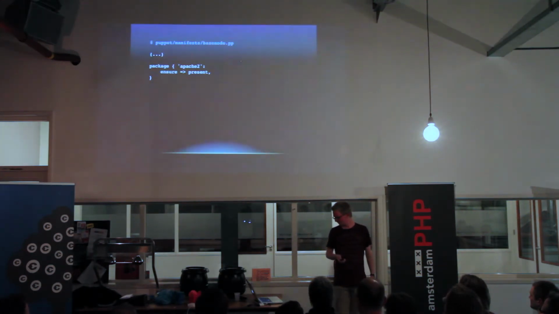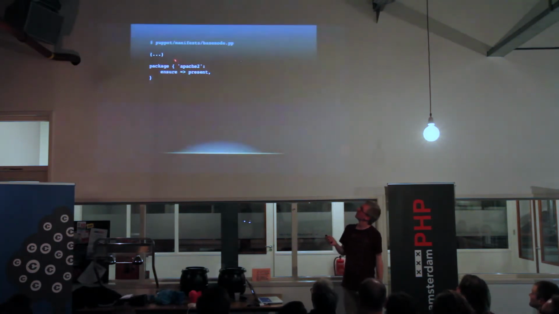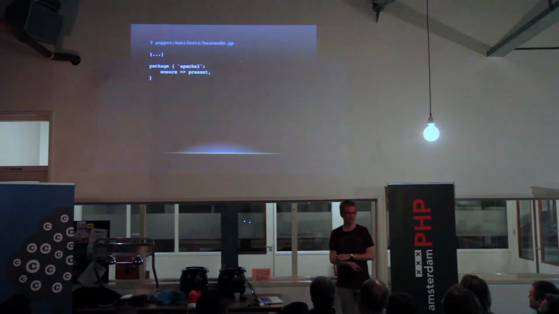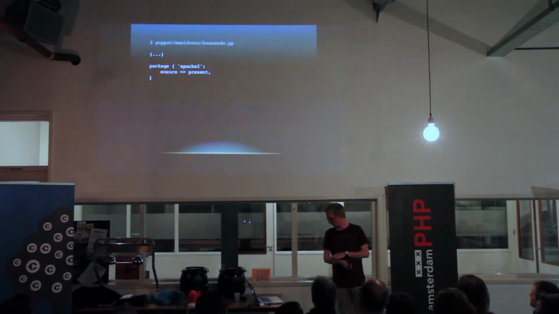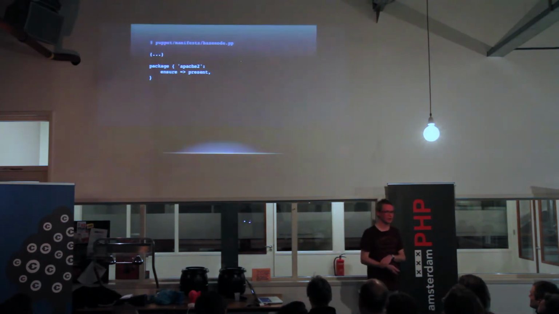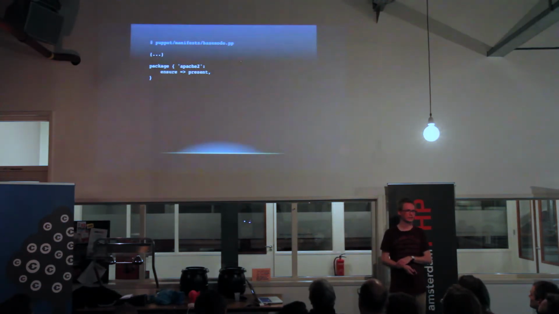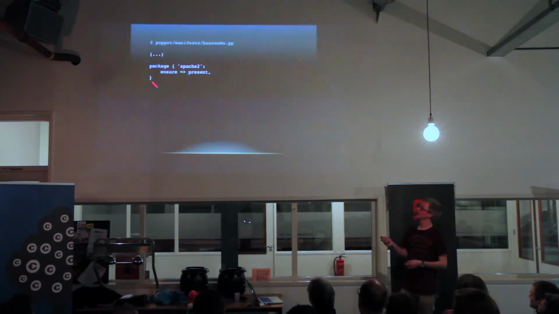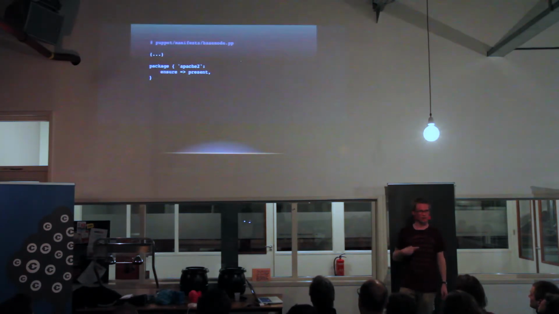And this type invocation has a name. The name is Apache 2. It will install that package. And we have some parameters. The parameter here is the ensure parameter. The ensure parameter says I want, as I said, the package Apache to be present after the Puppet run.